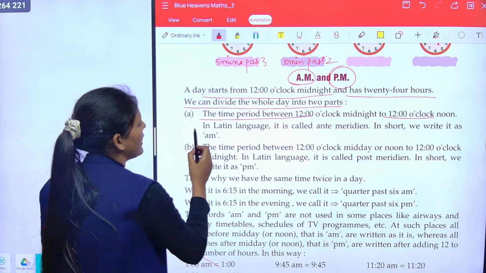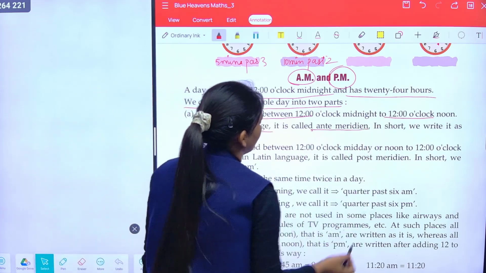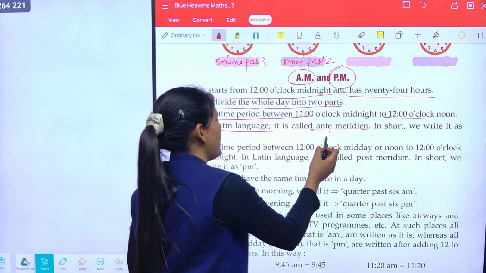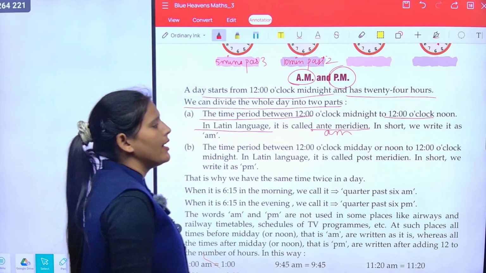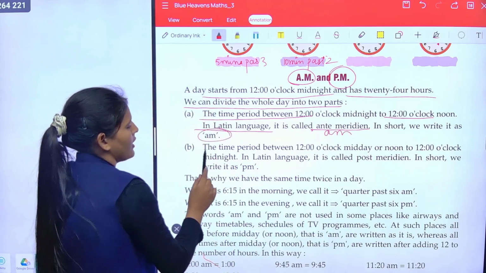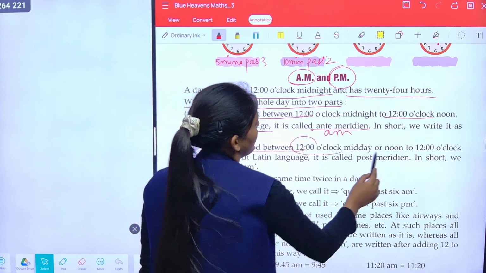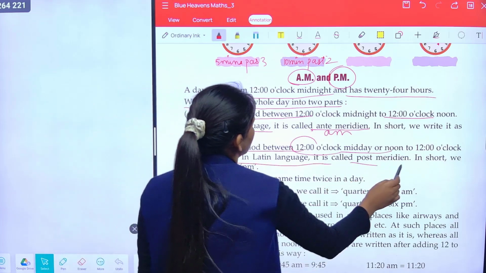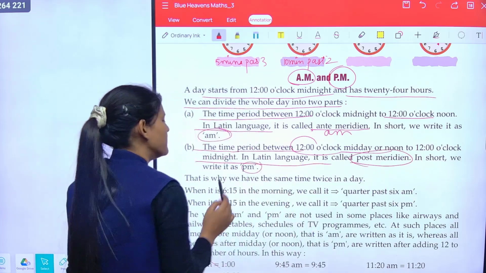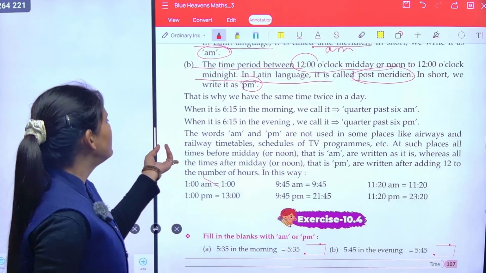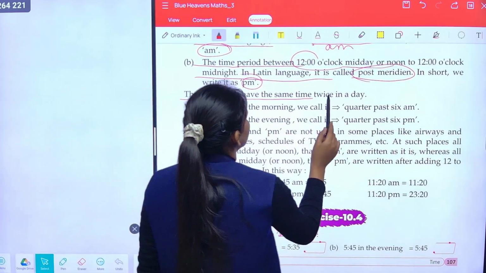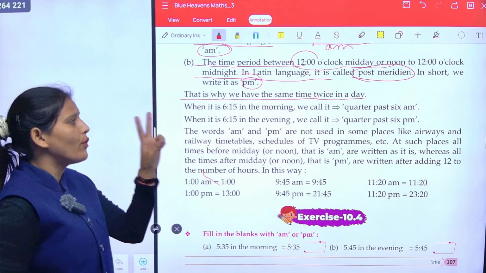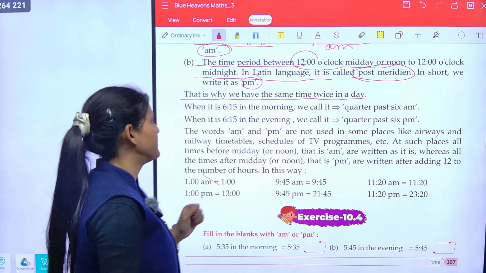In Latin language it is called ante meridian. In short we write it as AM. The time period between 12 o'clock midday, that is noon, to 12 o'clock midnight in Latin language is called post meridian, in short PM. Understood? That is why we have the same time twice in a day. Our time occurs 2 times in a day.